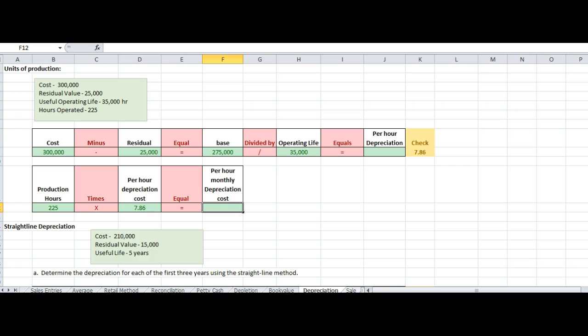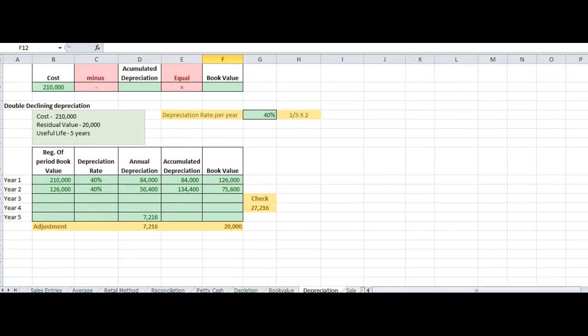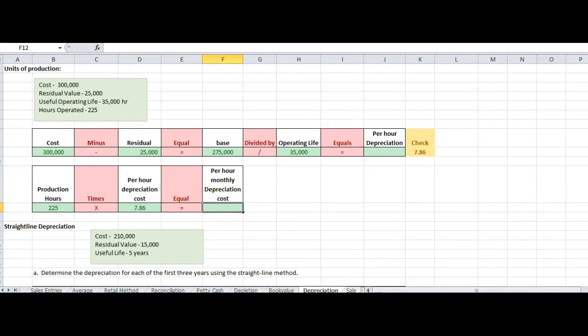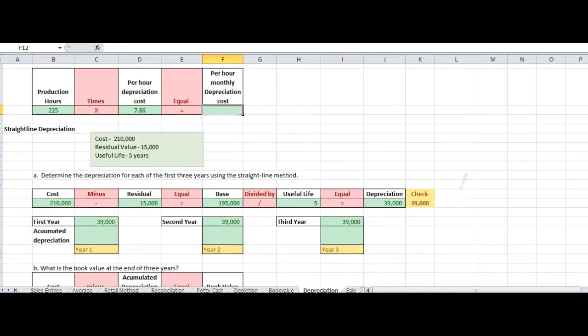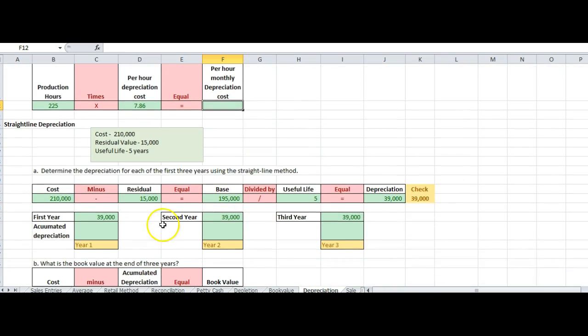This one is depreciation of everything. So again, cost minus residual gives me base divided by operating life gives me depreciation per hour. And I give you a check figure for that. They ran 225 hours times that depreciation cost gives you the monthly depreciation cost. That was units of production.